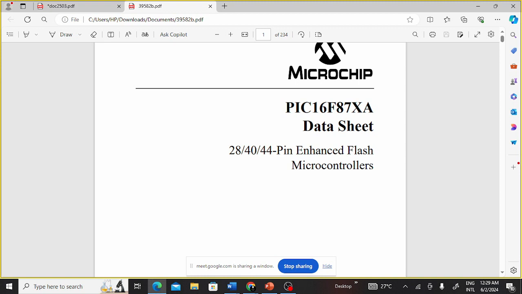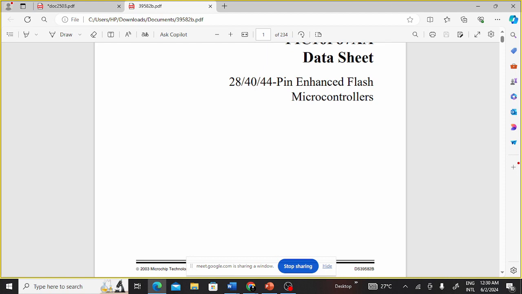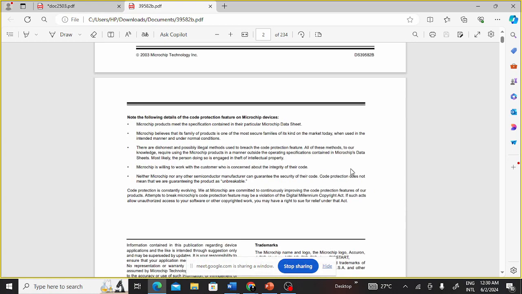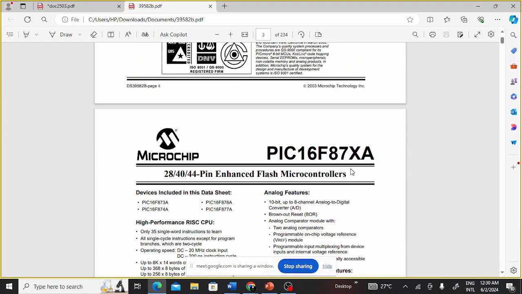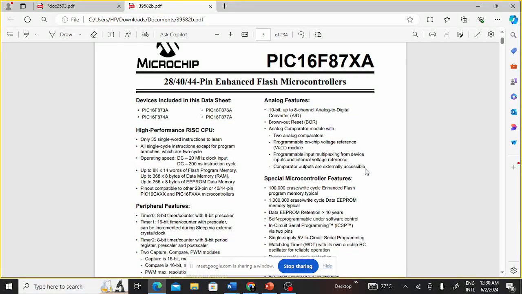16F87XA series. So in that series, we can find a 28-pin microcontroller, 40-pin microcontroller, and 44-pin microcontroller, all enhanced by flash memory microcontrollers. Of course, that is not a new thing to behold again. So this datasheet is relevant for 4 devices, which are PIC16F873, 874, 876, and 877.